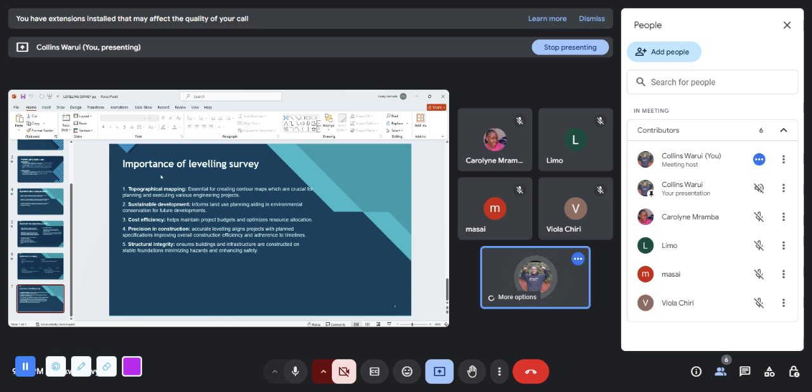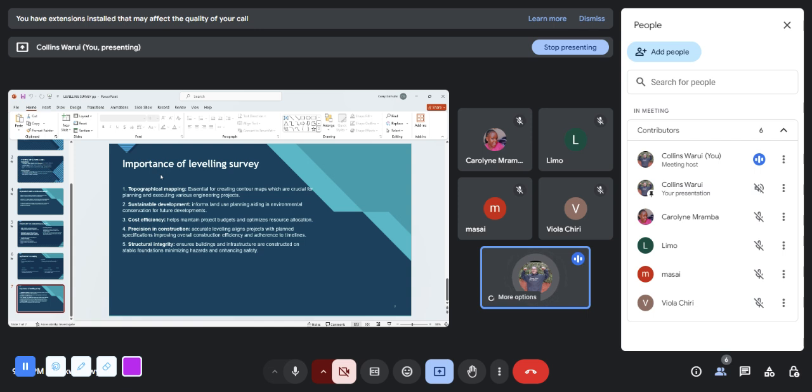The other one is precision in construction. Accurate leveling aligns projects with planned specifications, improving overall construction efficiency and adherence to timelines. The other one is cost efficiency, helps maintain projects' budgets and optimizes resource allocation. Lastly is structural integrity. It ensures buildings and infrastructure are constructed on stable foundations, minimizing hazards and enhancing safety.